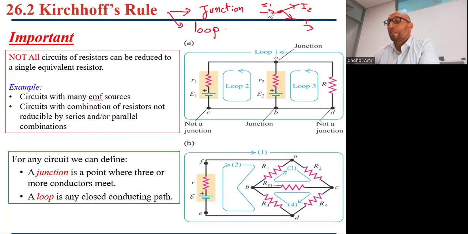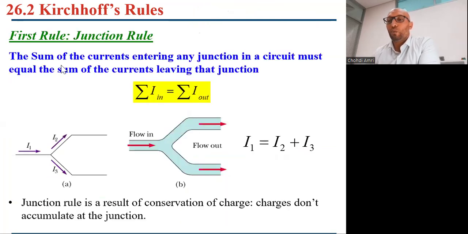That means the current I1 entering the junction will be equal to the total current leaving the junction, which is I2 plus I3. Now, what does a loop mean? A loop is any closed conducting path. If we have a closed conducting path, it's called a loop. Okay, we'll discuss them one by one.